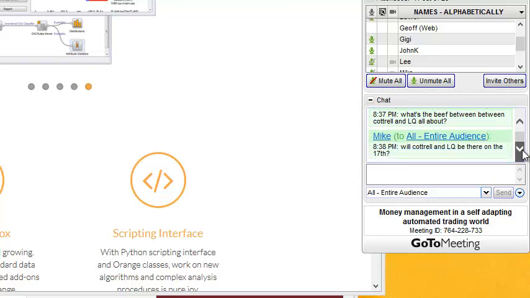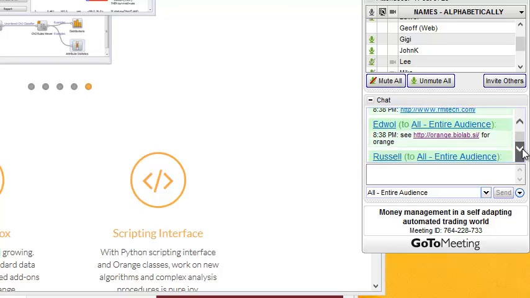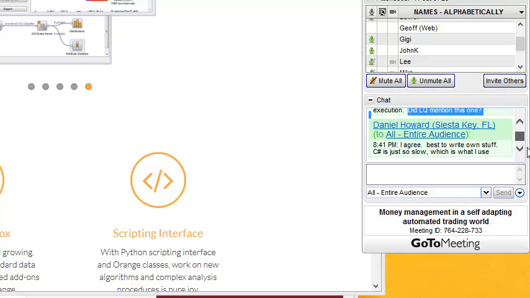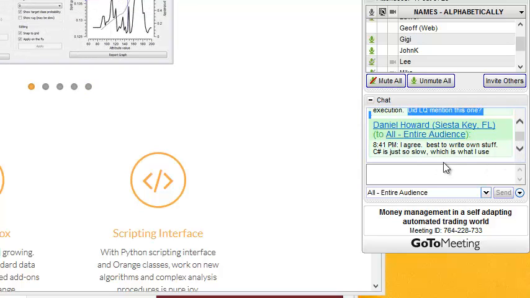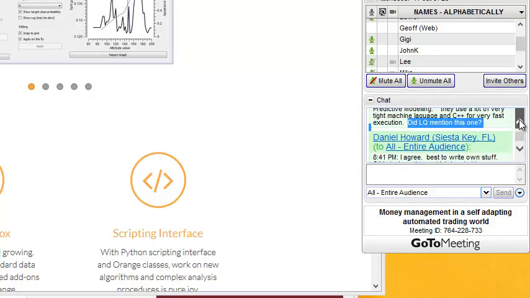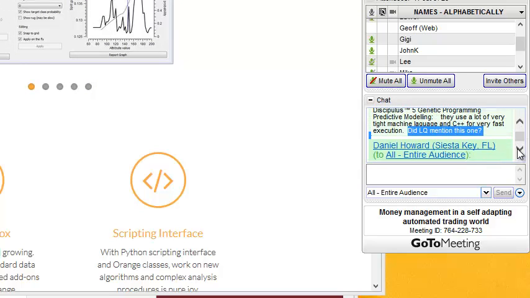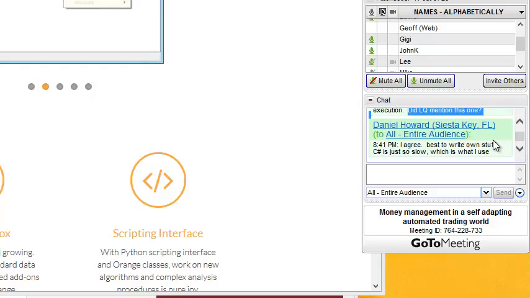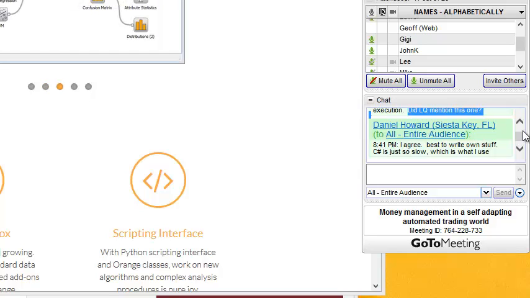I think we got some other stuff mentioned here. Let me just see what else we got. I agree. Best to write your own stuff. C# is so slow, which is what Daniel uses. Slow for what? It depends on how you write it. No, it is slow. You can't write a game engine like Crysis in it. But there are very few problems like that.